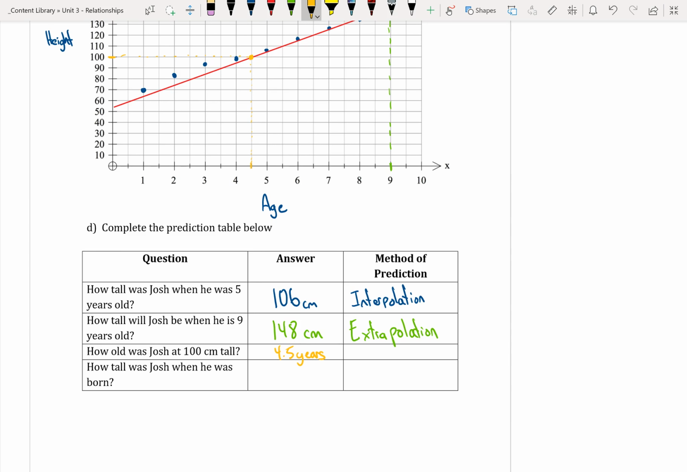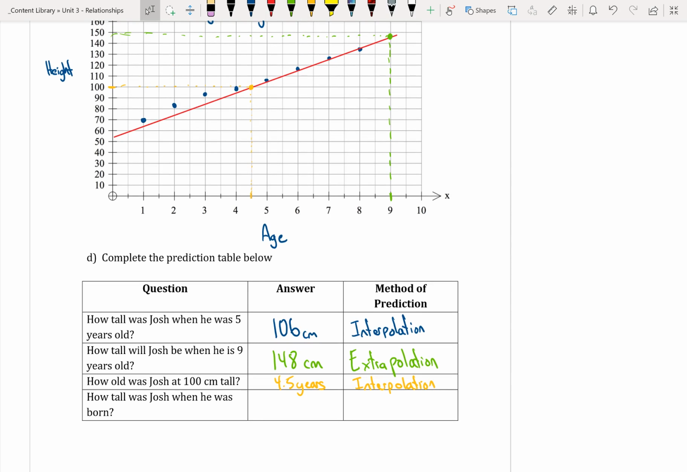So that means that Josh would have been 4.5 years old when he was 100 centimeters tall, and this would be considered interpolation. Now, you may think that because it's not an actual data value, it's extrapolation. But remember, extrapolation is outside the data, right? So if I look at my data here, I have data from 1 to 8. So anything within 1 to 8 years old is considered interpolation.